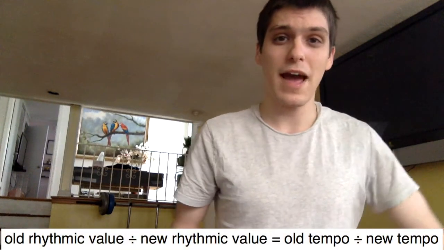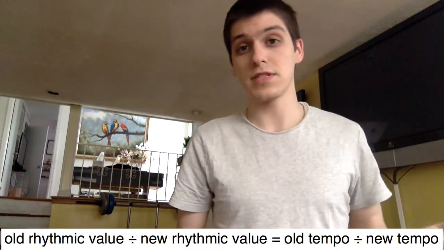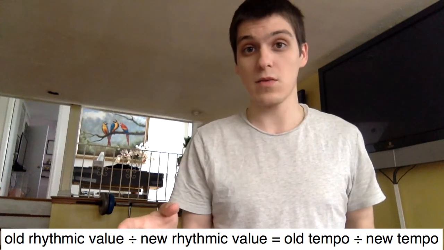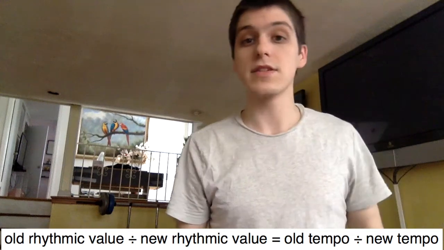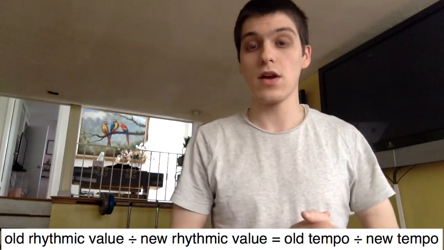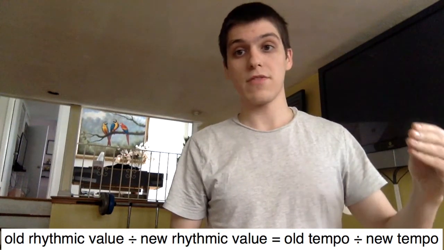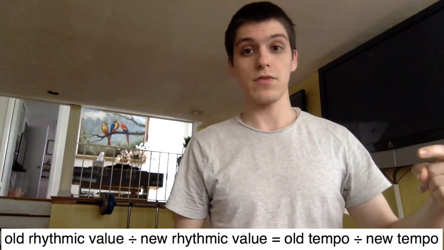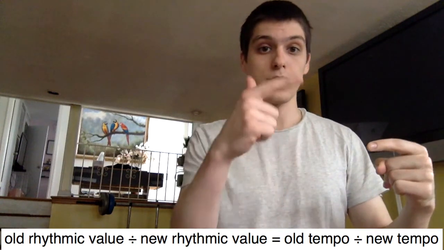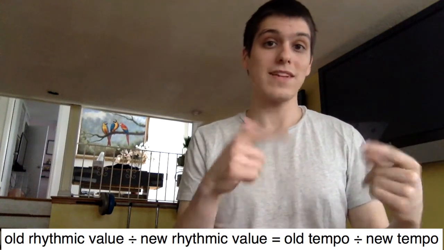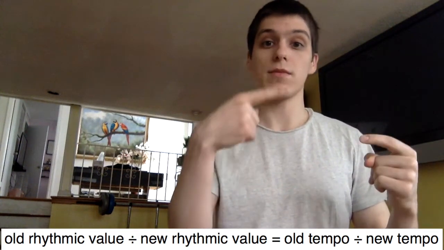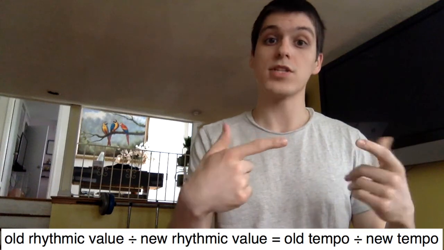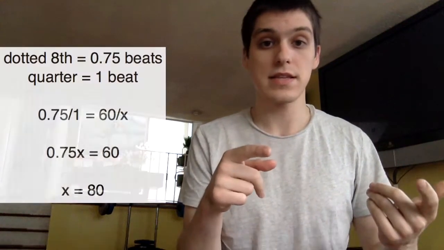So how did I figure out how to calculate that the first tempo was 60 beats per minute and the second one was 80? Well, using this formula. As you can see, it's a basic ratio thing where you do old rhythmic value divided by new rhythmic value, and you do the same sort of ratio on the tempo side. So the old tempo of 60 beats per minute divided by the new tempo, which is X in this case.